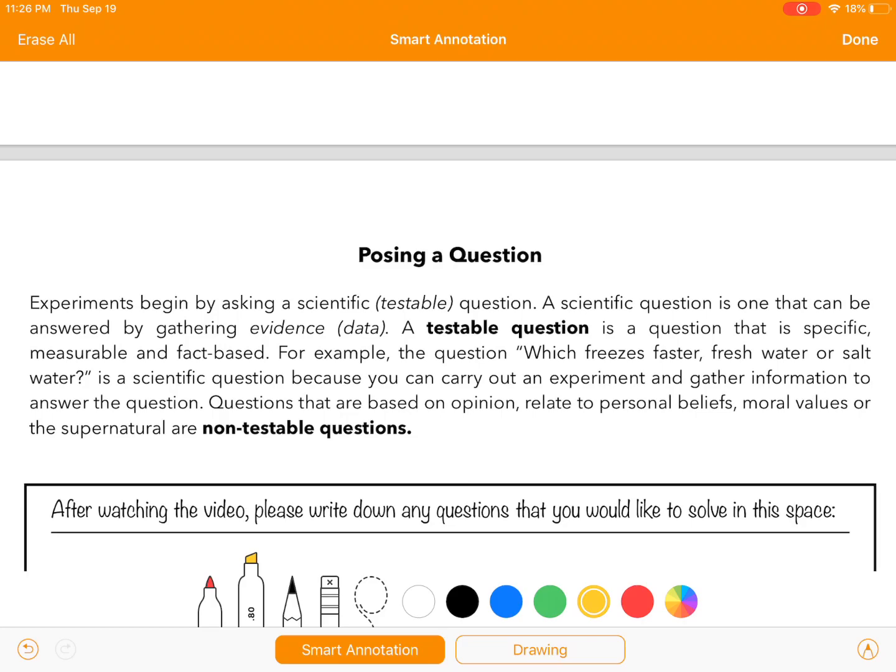To write a scientific question, it needs to be one that we can answer by gathering data or evidence. It also is something that has to be specific, measurable, and fact-based. An example of a testable question would be: which freezes faster, fresh water or salt water? All right. Every experiment that you'll be doing this school year will begin with a testable question that you're going to be answering.